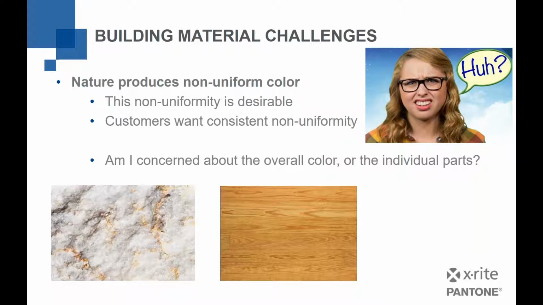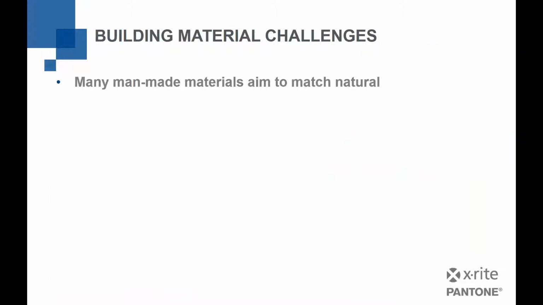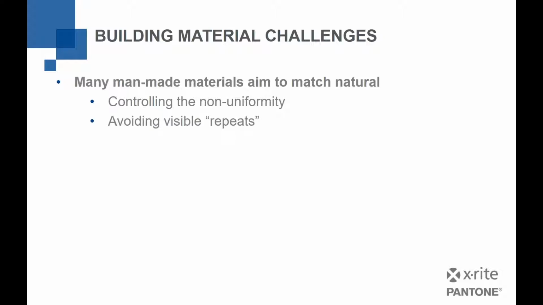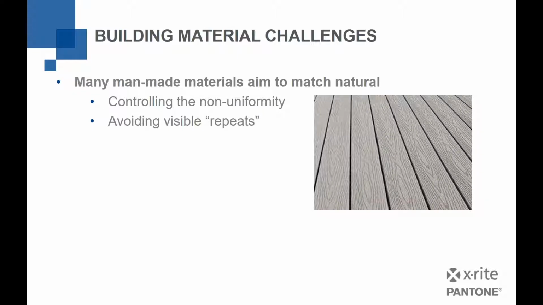So let's move on then to some man-made materials. And many of them, the goal is to match natural, which means we're trying to control or actually make it be this and maintain this non-uniformity. And sometimes we've got to worry about avoiding things like a visible repeat. So here's some composite decking. And if you look closely, you can see the repeat in the grain that happens.